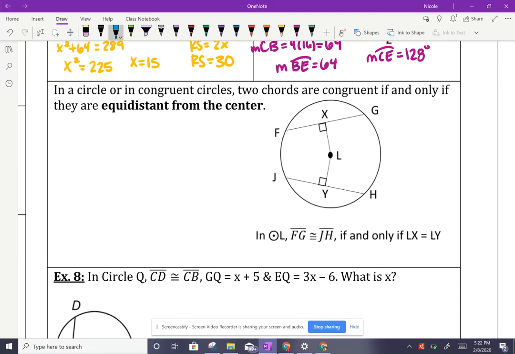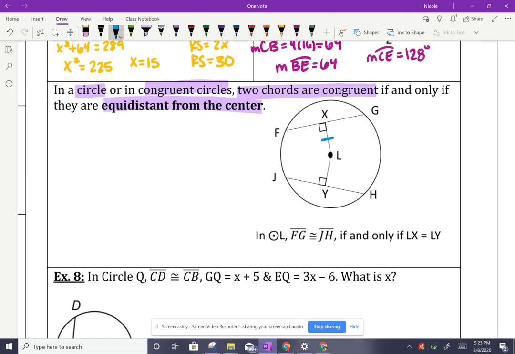Our last new piece of information for today. In a circle or congruent circles, so I could have two circles that are congruent, two chords are congruent if and only if they're equidistant from the center. So if they're the same distance from the center, then those two chords are congruent.